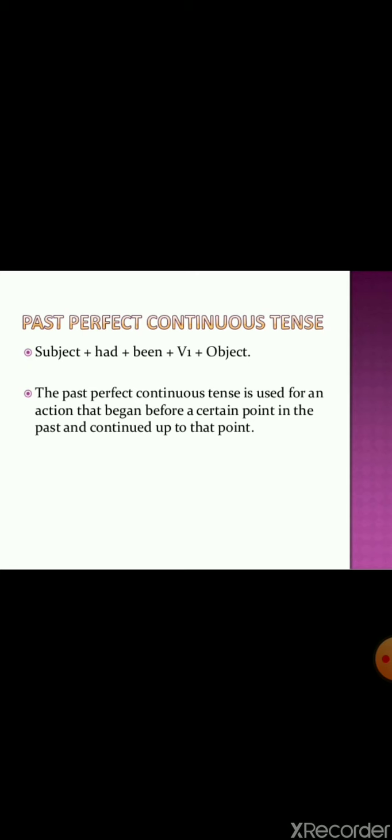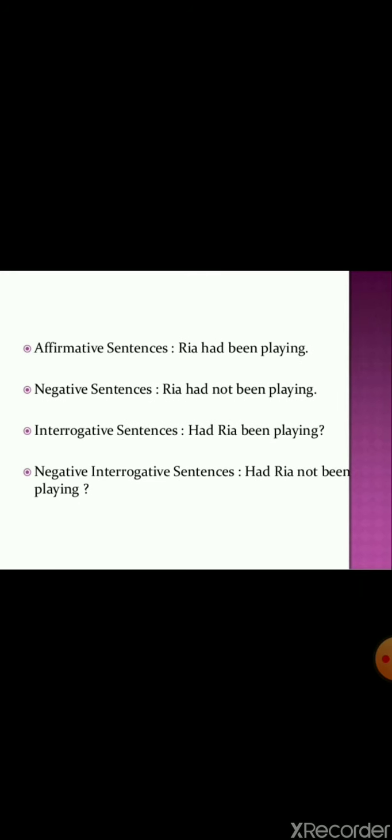Always remember, past perfect continuous tense is the combination of two aspects in which past perfect rule will be added, that is had, and continuous, been plus V1 plus ing we need to add on. Look at the sentences. Affirmative structure: Ria had been playing. Negative structure: Ria had not been playing. Now how am I adding not? Had not been. Not Ria had been not playing.